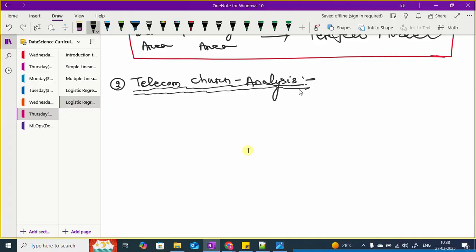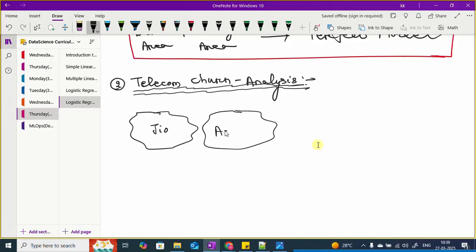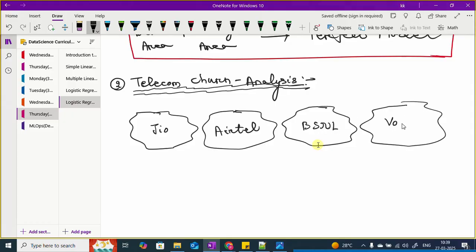Think about the telecom sector in the market. There are a lot of operators and vendors present. Let's say the number one operator competitor is Geo. Then we have Airtel. Then we have BSNL. And we have other things also. I am not writing all, such as Vodafone, Idea, whatever. I am writing others.